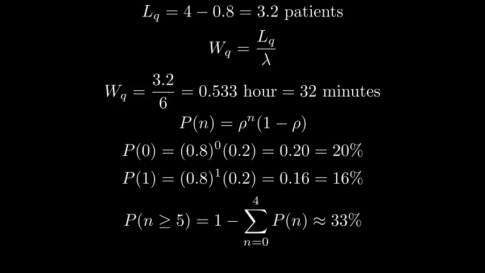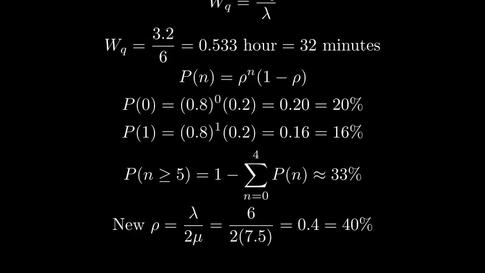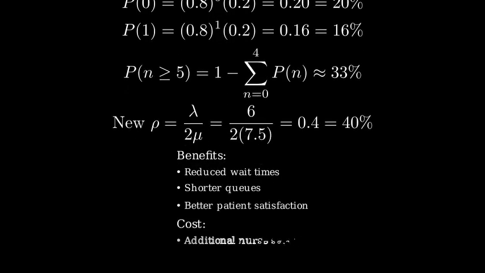This changes our system to an M/M/2 queue. Our new utilization factor would be lambda divided by 2 mu, or 40%. This significantly reduces wait times and queue lengths, but increases cost.